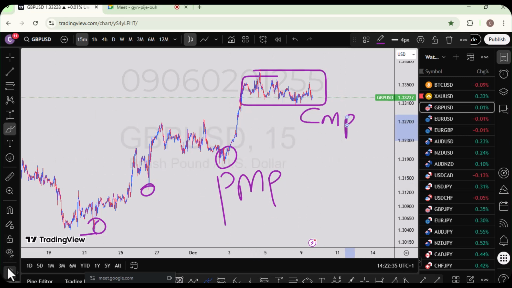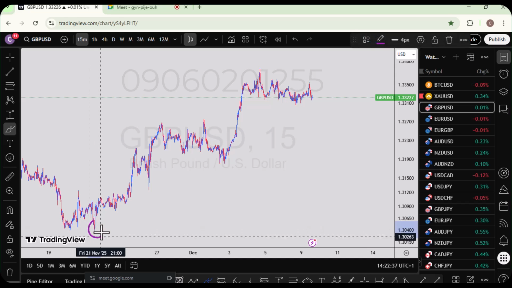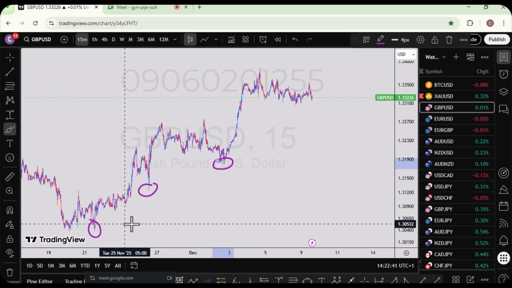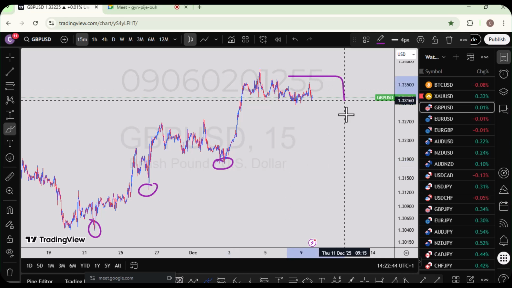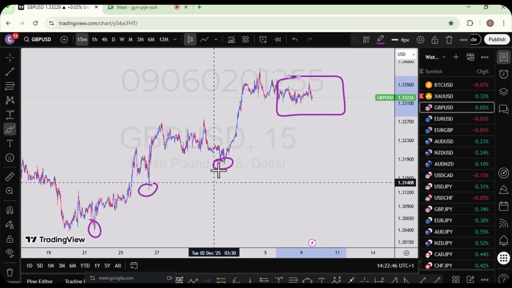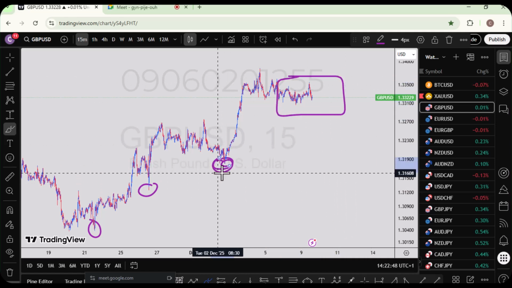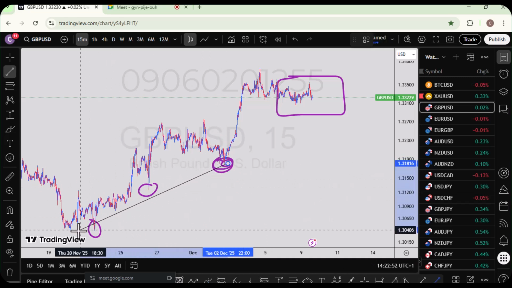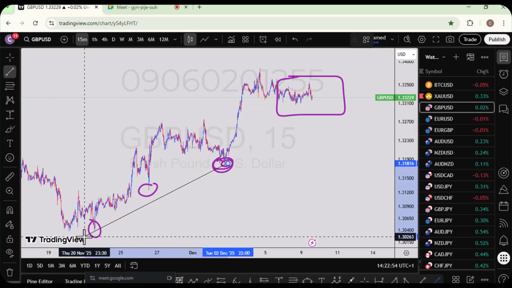Out of all these swings right here, we have one swing right here, we have one right here, we have one right here. Out of all these swings, which one is closer to the current market price right here? This is the one closest. So the closest one right here is where we start our trend line. Then we connect it all the way backward. Now when we connect it backward, we connect it all the way down.